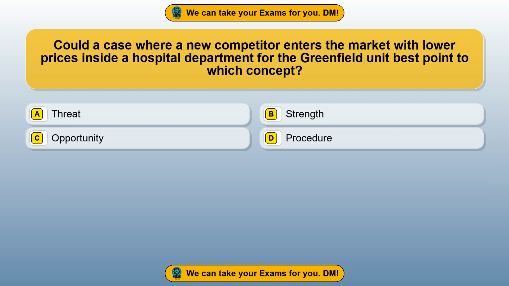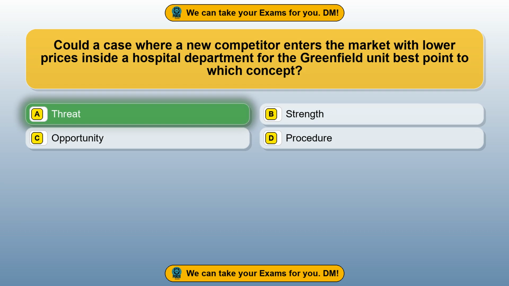Question 63. Could a case where a new competitor enters the market with lower prices inside a hospital department for the Greenfield unit best point to which concept? Option A, threat. Option B, strength. Option C, opportunity. Option D, procedure. The correct answer is option A, threat.